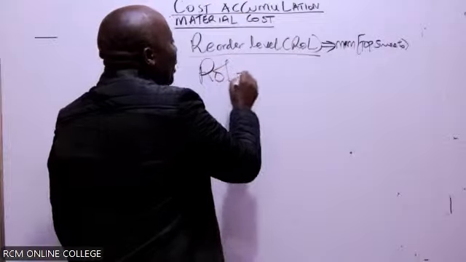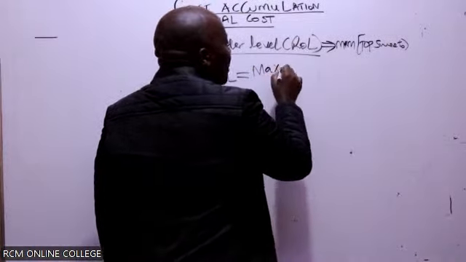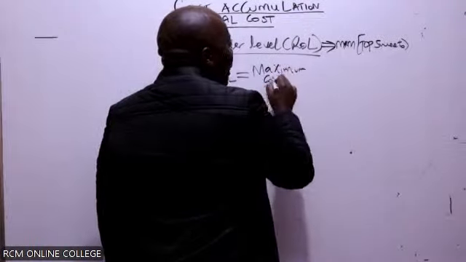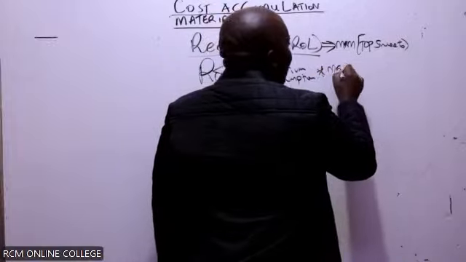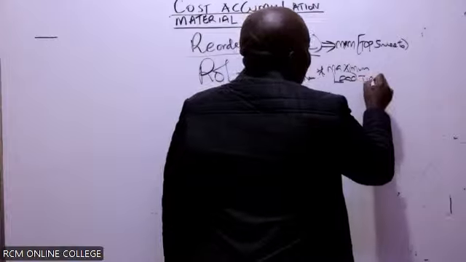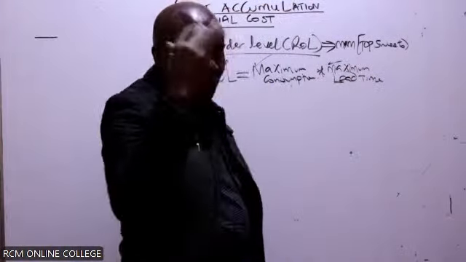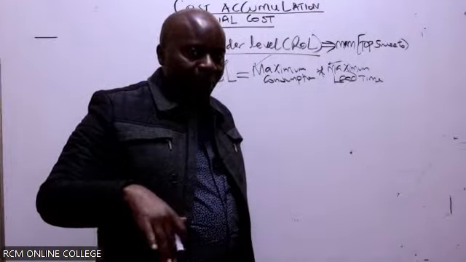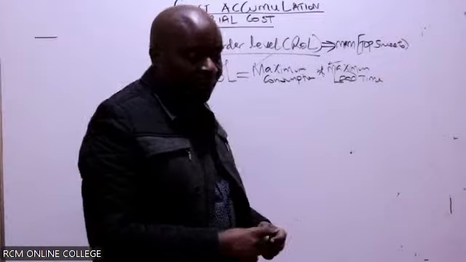So reorder level equals, you see it stops, so maximum. It is maximum consumption times maximum lead time. So it is this MM, and because it is top, it cannot be minimum. Top means highest, maximum. So maximum consumption times maximum lead time.